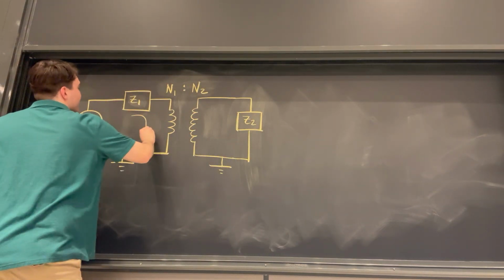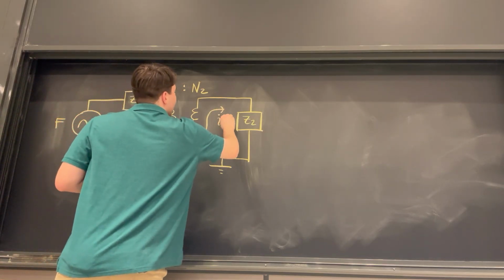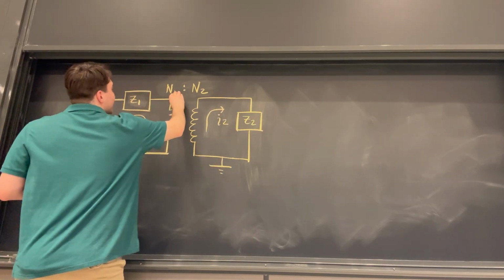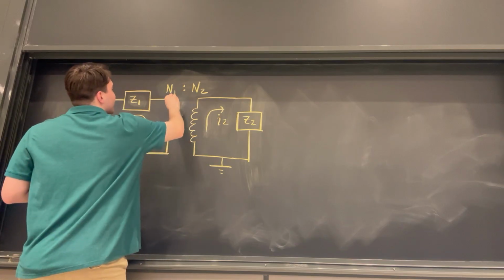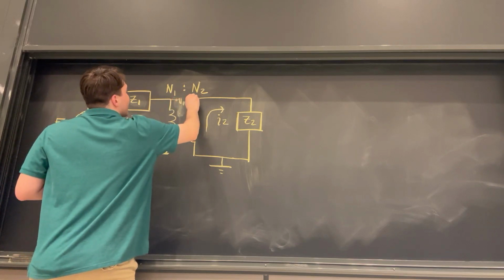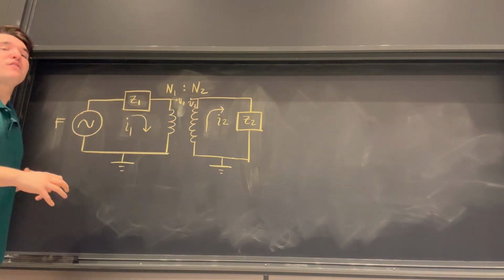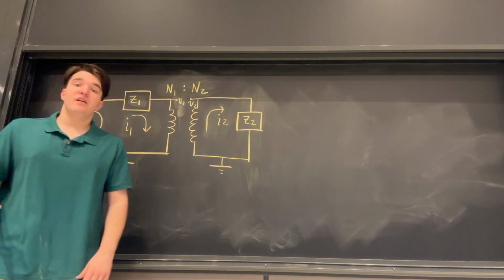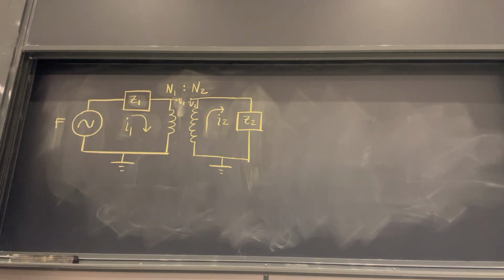Then let's say that we have current here be I1, current here be I2. I want the voltage up top here to be V1, and I want the voltage here to be V2. And of course, this is all happening in the phasor domain. So now let's just write some equations and see where they lead us.